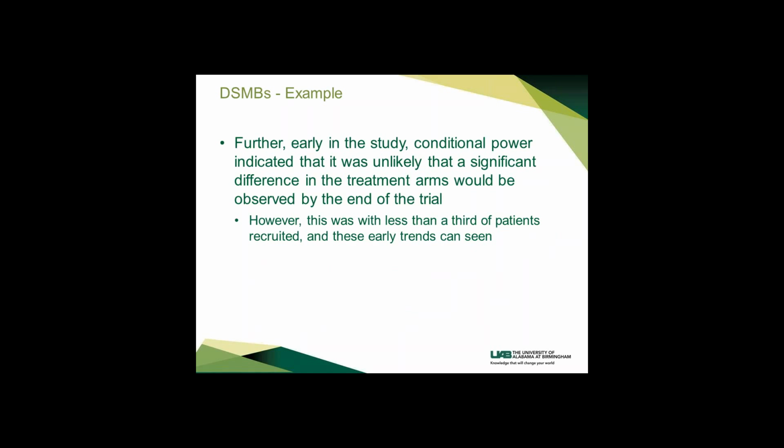Further complicating things, early in the study, conditional power, which is a futility analysis, suggested that it was really unlikely that by the end of the trial we would see a difference in the treatment arms. So very early on, with less than a third of the patients, we could see this trend, but it was still really early. Before I get to what happened, this trend continued. Every time we presented them with an interim analysis, we saw again that there was an increased risk of hemorrhage and that there was little likelihood that we would see a difference at the end of the study, given what we had observed so far.